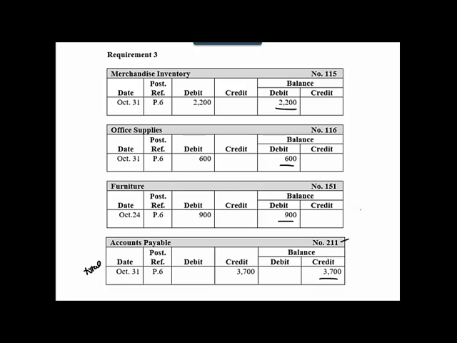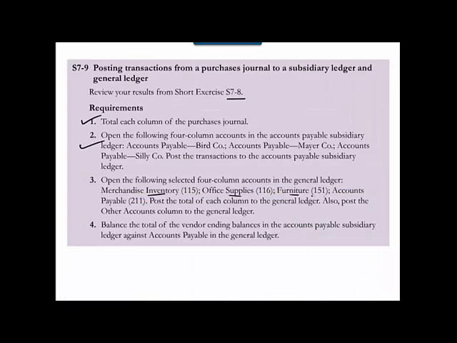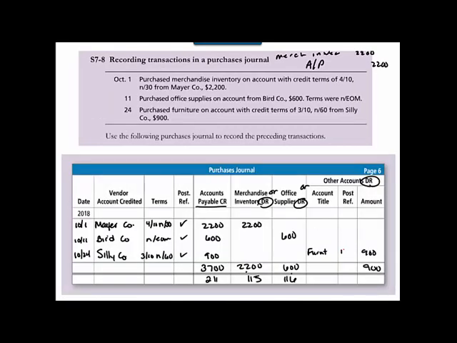So then I can go back to my purchase journal and update the accounts that I posted these totals to. And so those go with the total. I posted 3,700 to account 211 on a credit. Merchandise inventory is account number 115. Supplies is 116. And my furniture, it told me here is account 151. So that's what I put in here to let it know I posted that one. And that should be all of that.